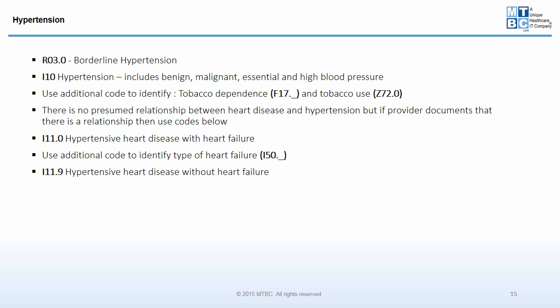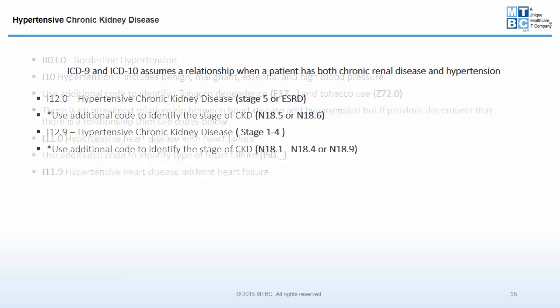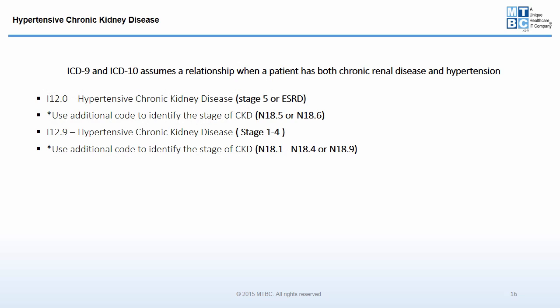But they do want the additional code, so you have to put what type of heart failure: systolic, diastolic, acute, chronic. Again, we need more specific information. So the documentation would say hypertensive heart disease with congestive heart failure, acute systolic congestive heart failure. Then we would know the second code. This is a guideline that is good for both ICD-9 and ICD-10 and has not changed.